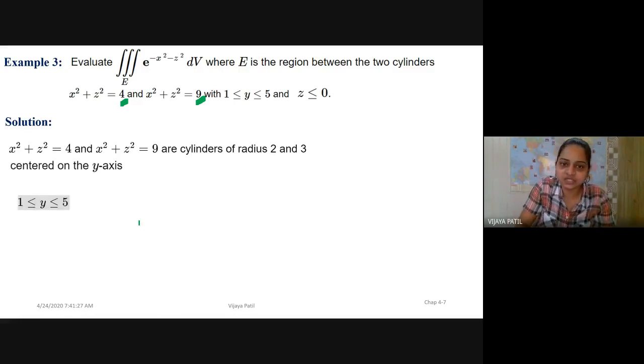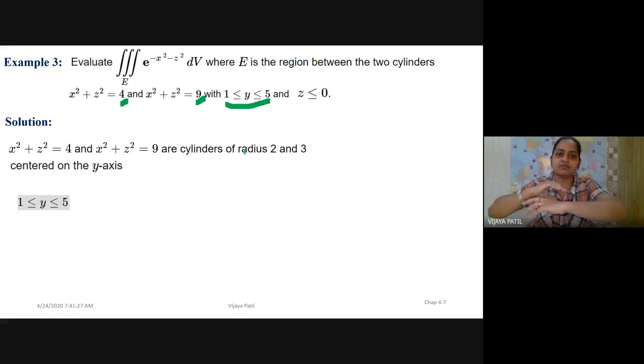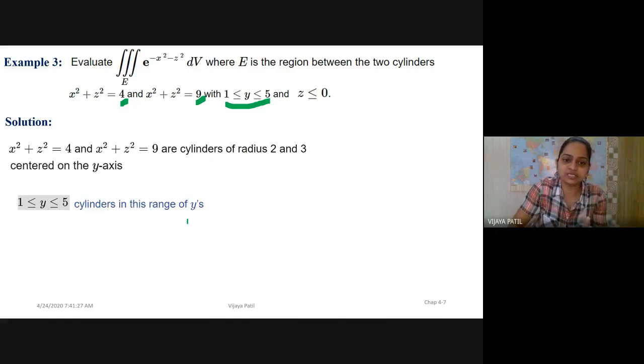Now what is the other restriction I have got? The other restriction is that y, the cylinder will move just from 1 to 5, 1 to 5. So this is 1 to 5. So for the cylinders, just assume that I'm wearing bangles of this size, 2 and 3 units, the bigger bangles, and the width of those, like how many bangles, is just 1 to 5, that much is the unit. So cylinders in the range of y.